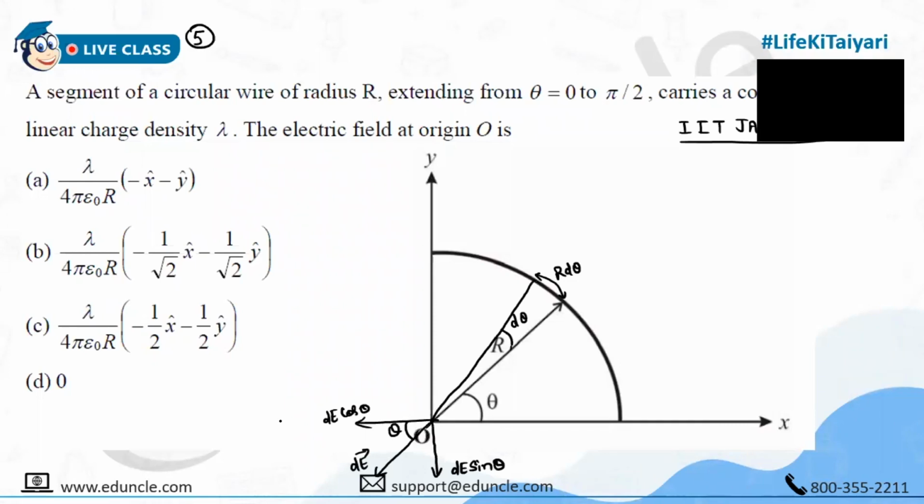So it means now I need to find dE cos theta and dE sin theta, and then I can club them both to get electric field vector. Okay, so let us see what we can do. What I can do right now is find the electric field due to this small element that I have considered, and then integrate it with respect to theta from 0 to pi by 2 to get the electric field due to the complete element.